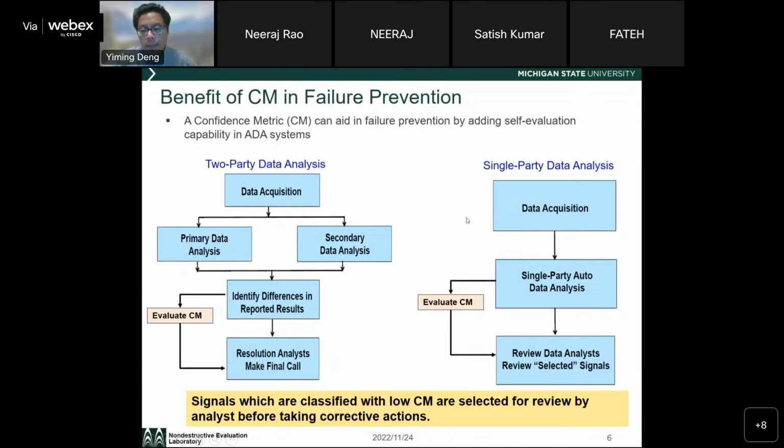For a single-pass data analysis, instead of having primary and secondary data analysis, you can have one automated data analysis by incorporating an effective confidence metric. Then you can decide whether I need to review selected signals or not. You'll see that by doing this, it will significantly reduce the workload that we need to review manually. And most of the time, the ADA system will take care of it with the new CM capability.